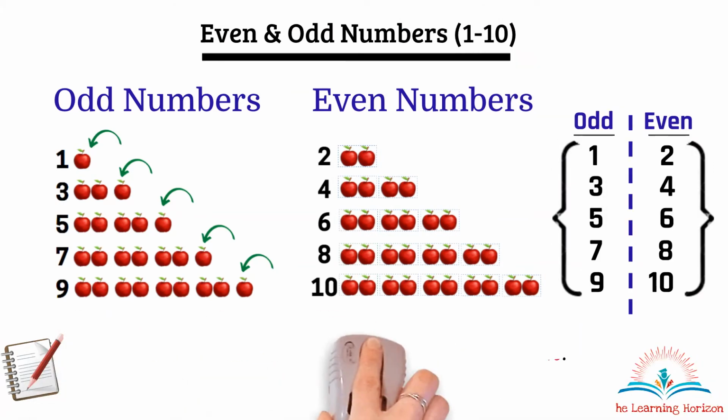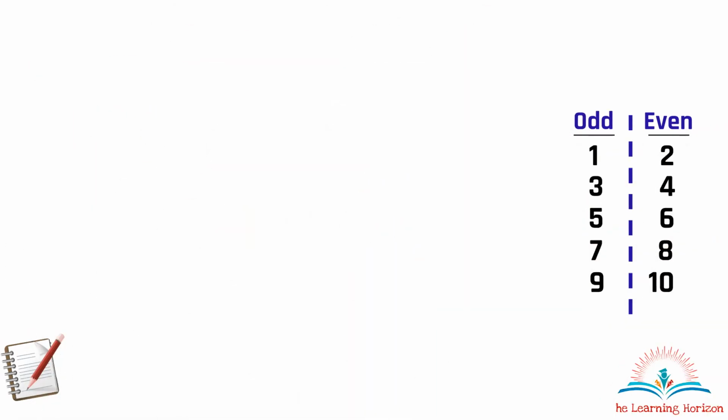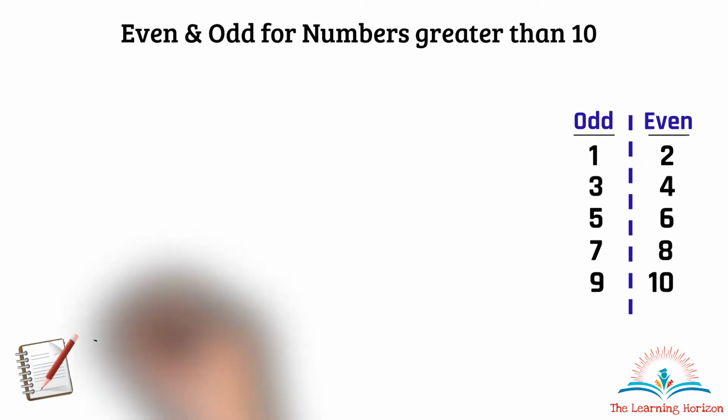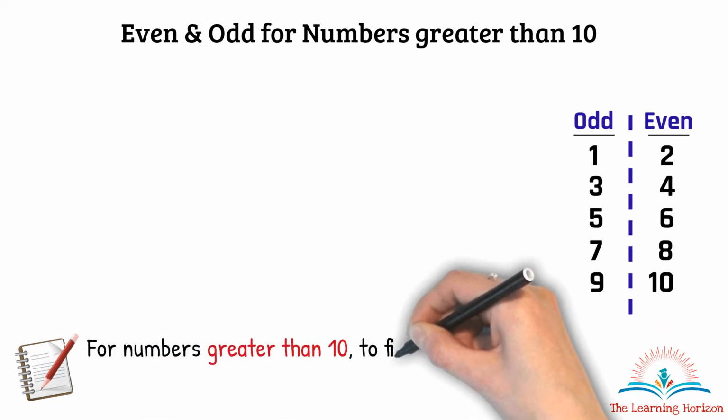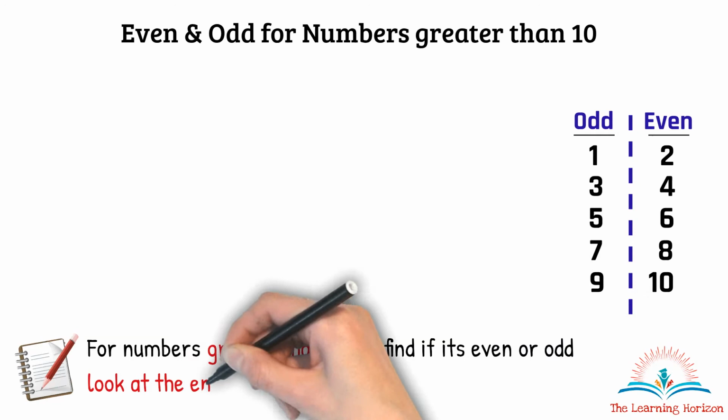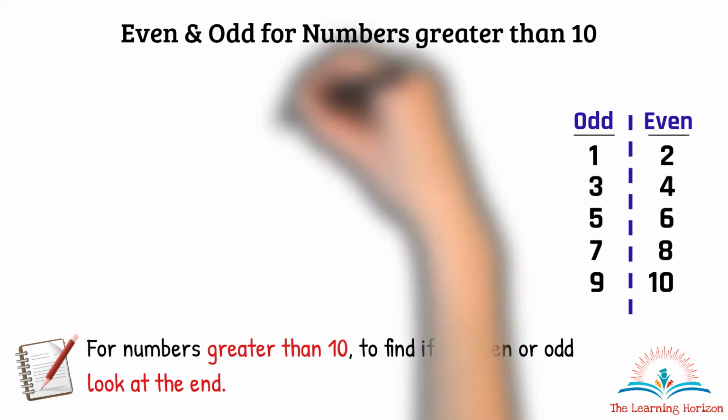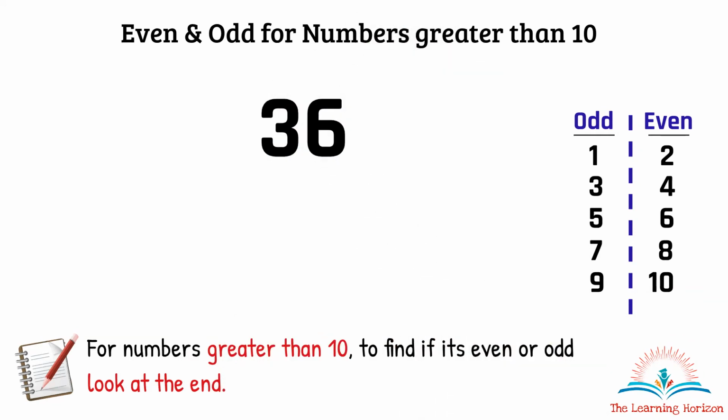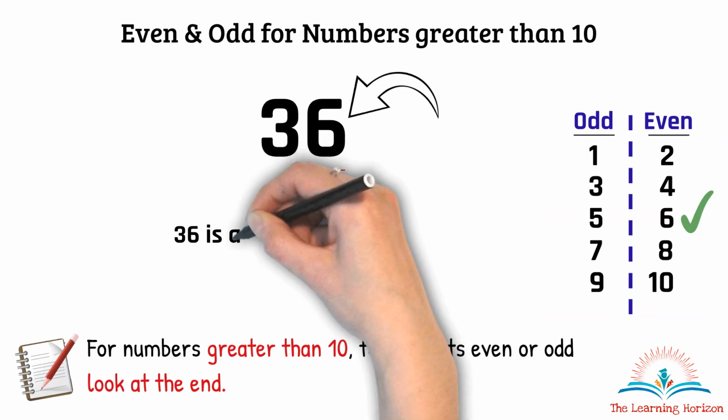Now let us see for the numbers that are greater than 10. For numbers greater than 10, to find if it's even or odd, look at the end. Example 36. This is the number at the end. 6 is an even number. So 36 is an even number.